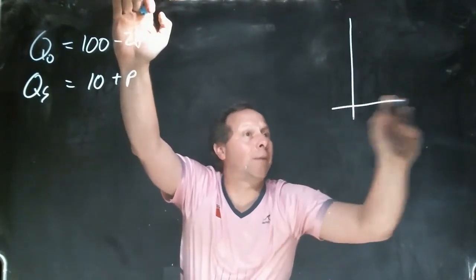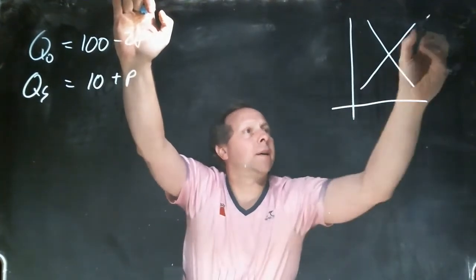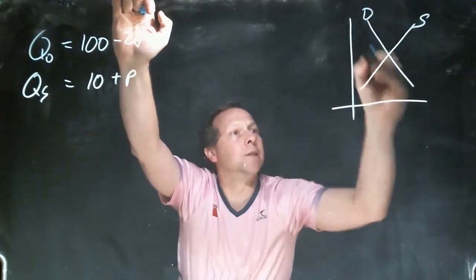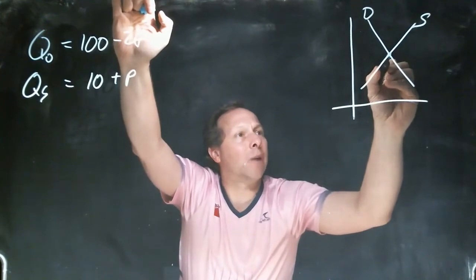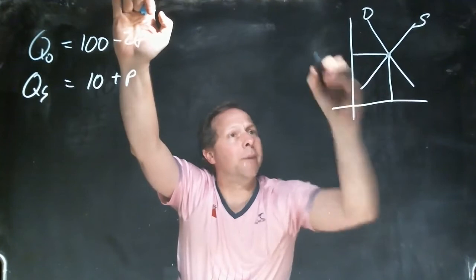I'm not being careful with this curve, I'm just putting it in here. Here's supply. Here's demand. Obviously, equilibrium occurs where supply equals demand.